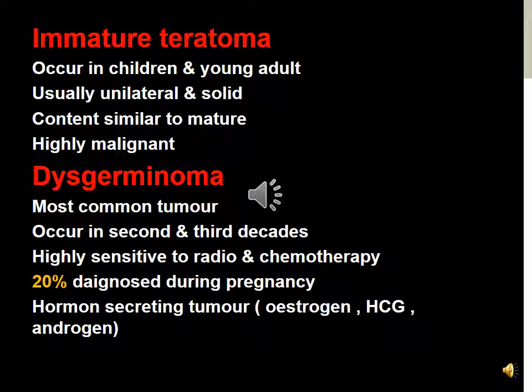Germinoma is a type of germ cell tumor, the commonest type of germ cell tumor, occurring in the second or third decade. As I mentioned before, they are radiosensitive and they secrete either estrogen, androgen, or HCG, and the presentation depends on the type of hormone secreted by the tumor.